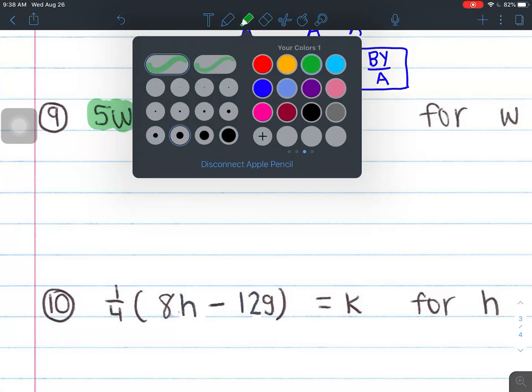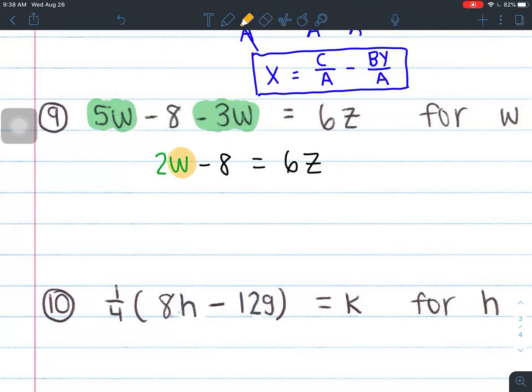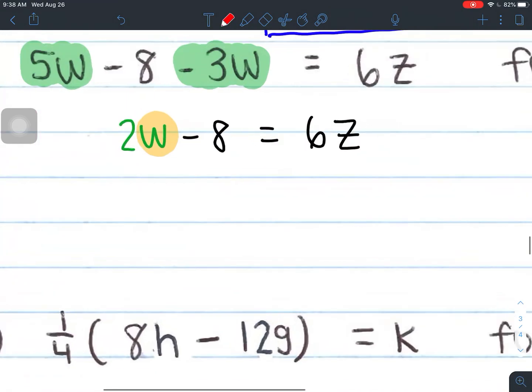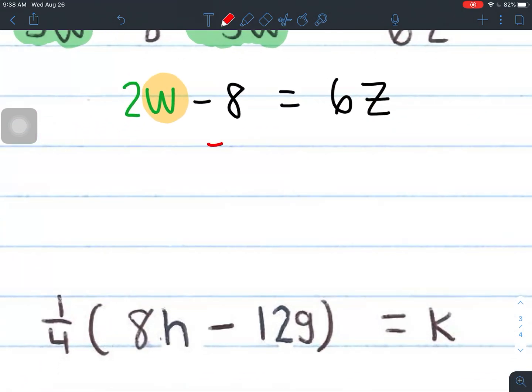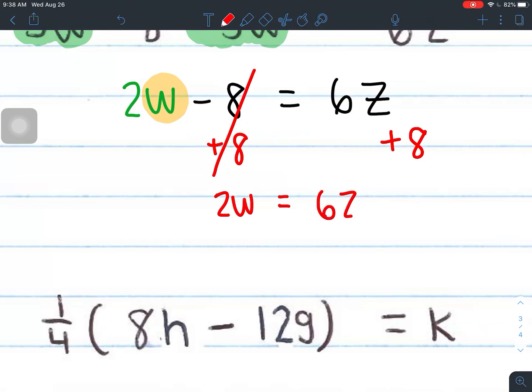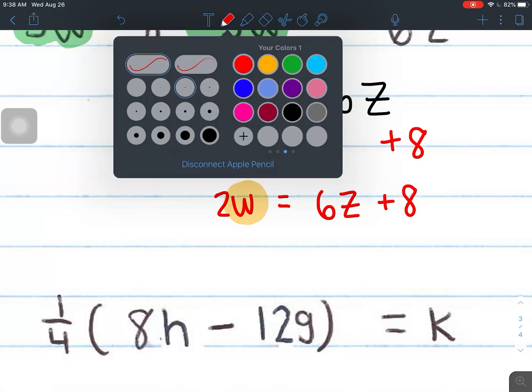All right, again, what's the goal here? I'm asked to solve for w. I have to get w by itself. Well, the first thing I'm going to do is I'm going to add 8 first. So I'm going to add 8 to the other side as well, because anything you do to one side, you have to do to the other. And you have 2w equals 6z plus 8. Are we finished? No. W is still not by itself.